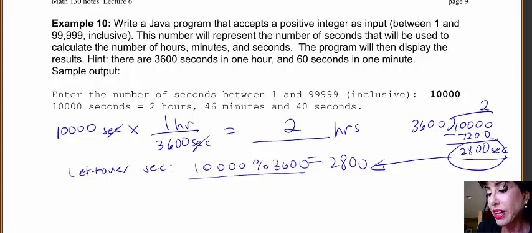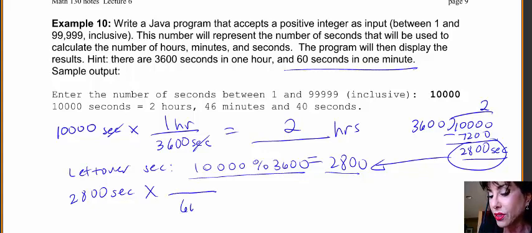So we're going to take this value, 10,000 mod 3,600, which is the same as 2,800, and convert these seconds into minutes. And we're going to use the handy fact they told us up here, there's 60 seconds in 1 minute. So we write 1 minute per 60 seconds. The seconds will cancel, and we'll now have the number of minutes.